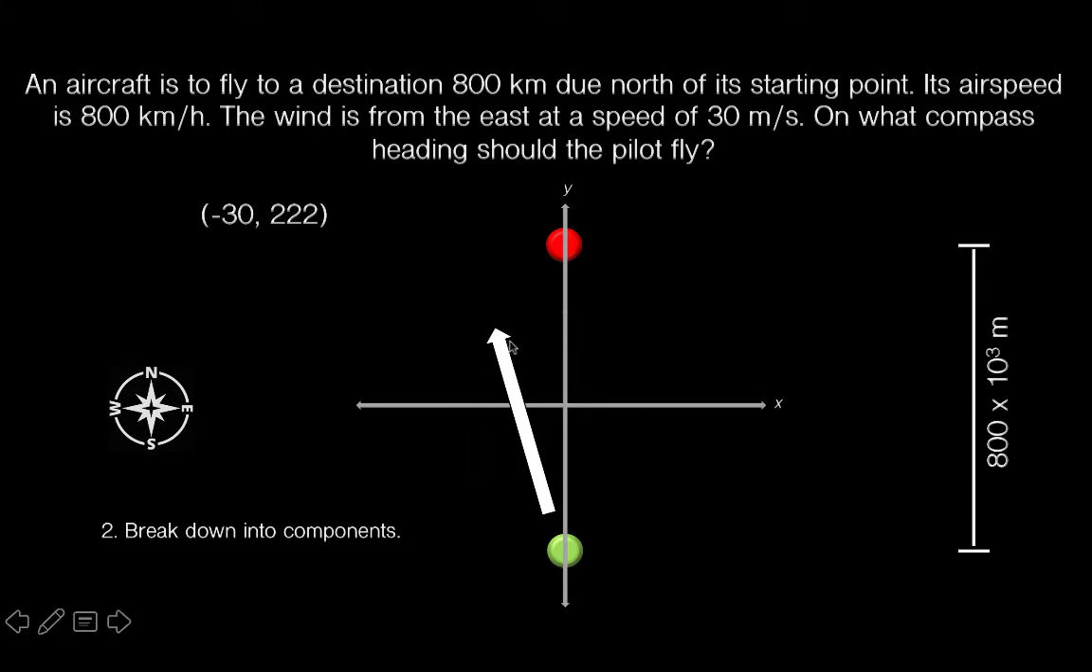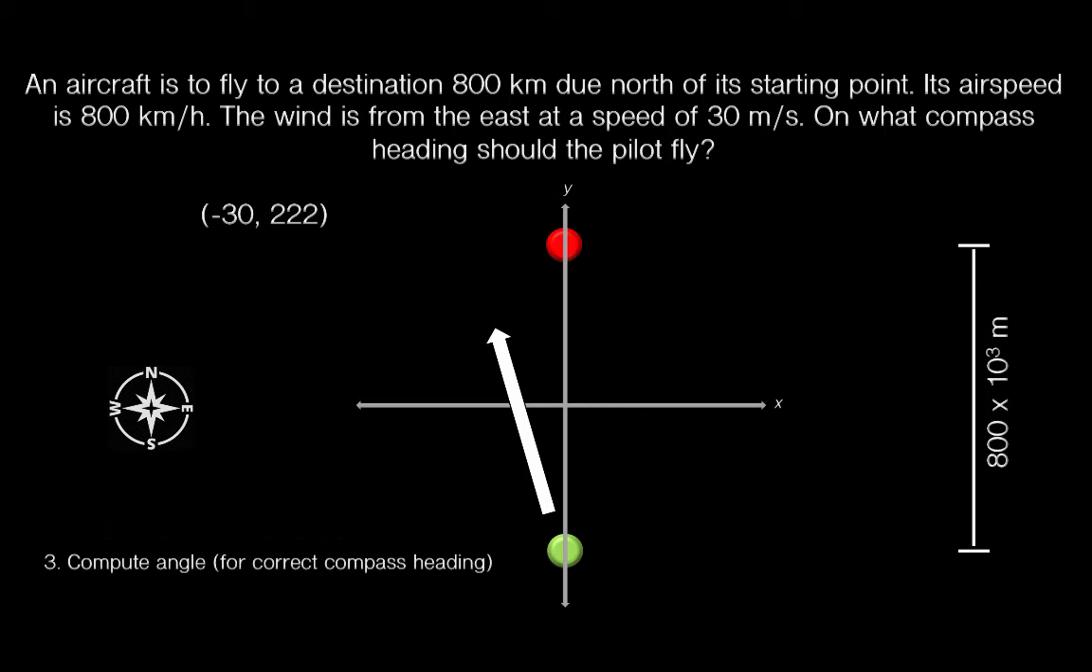Now, to help figure out which compass heading the pilot should fly, let's compute the angle, this angle right here, the angle between the resultant vector and the y-axis. To help doing so, let's reintroduce the two original vectors, the aircraft and then the wind. Now let's place all these arrows or vectors in a right triangle.